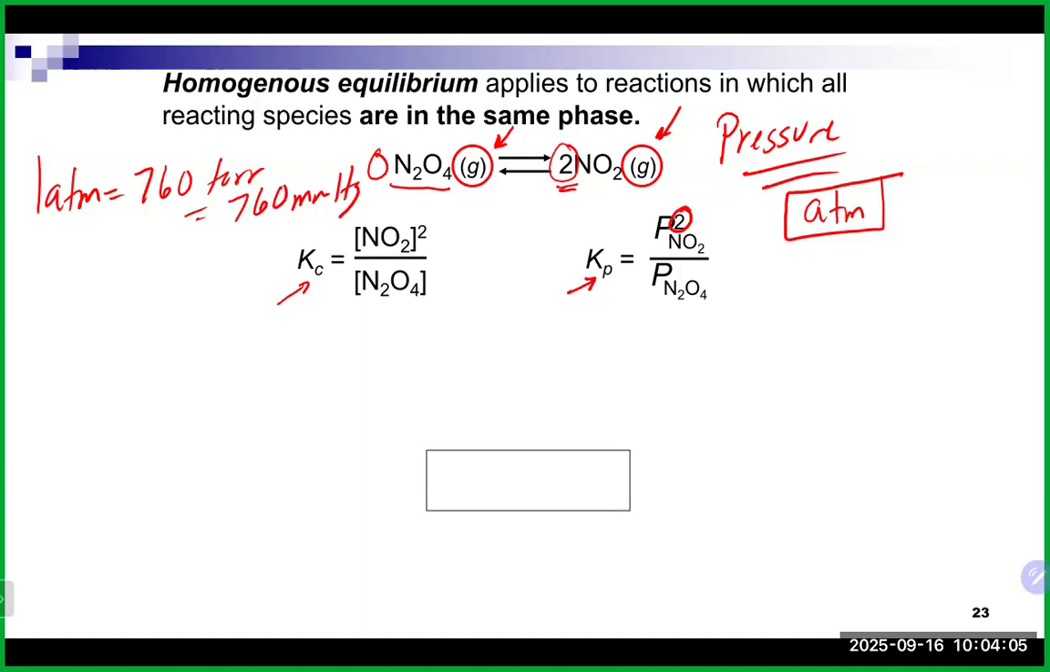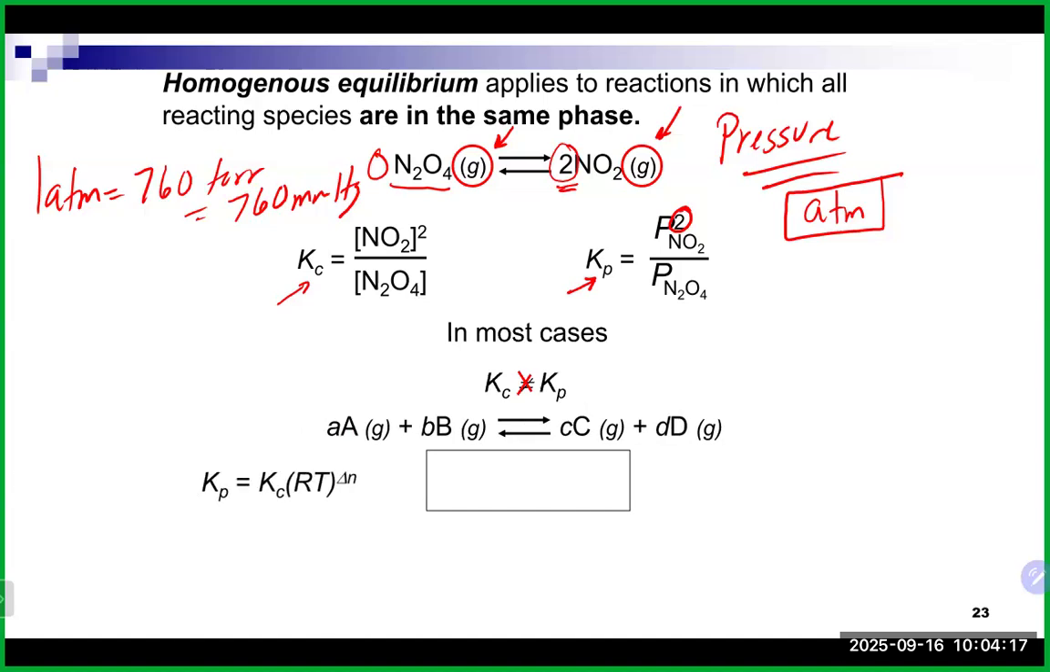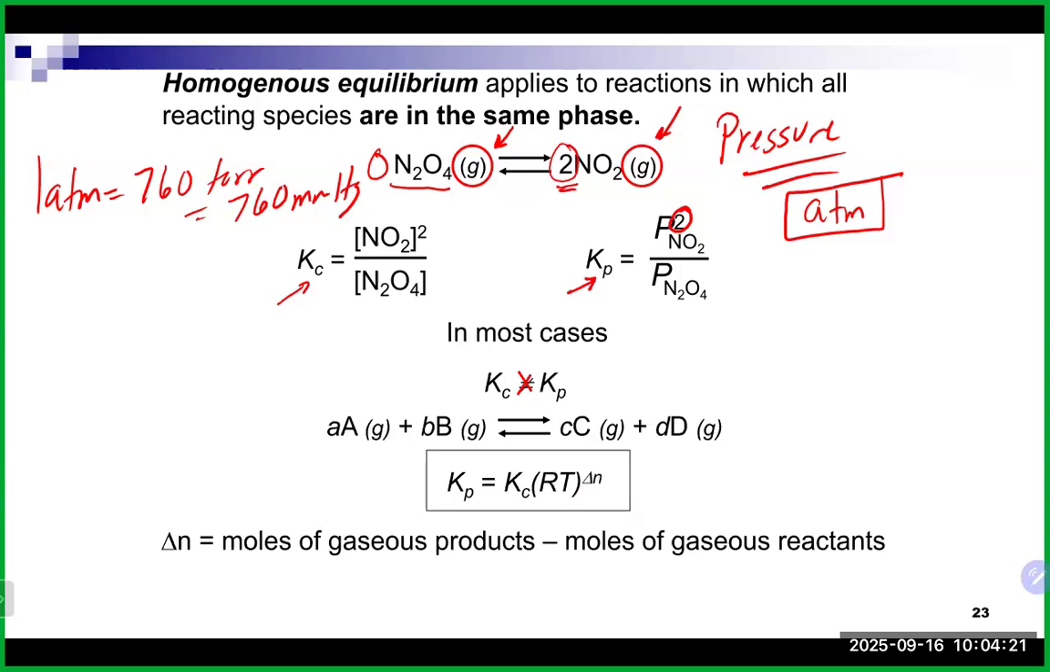Sometimes that does pop up. Now, typically speaking, the Kc does not equal the Kp. It is possible that they can equal each other, but in a lot of cases they do not. So there is a relationship between those two, and the relationship is the Kp value equals the Kc value times RT delta N.